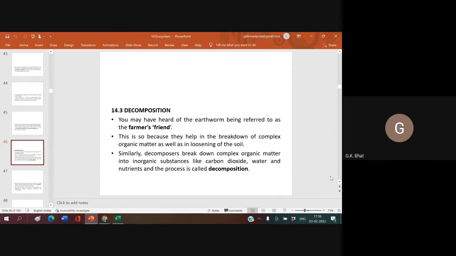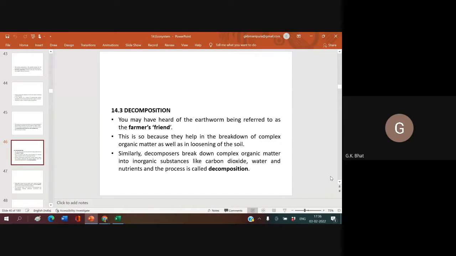You know, the word is very simple. Decompose. You know very well. Decomposition is nothing but whenever the plants and animals die, the dead body undergoes decaying. Decaying is nothing but the decomposition.